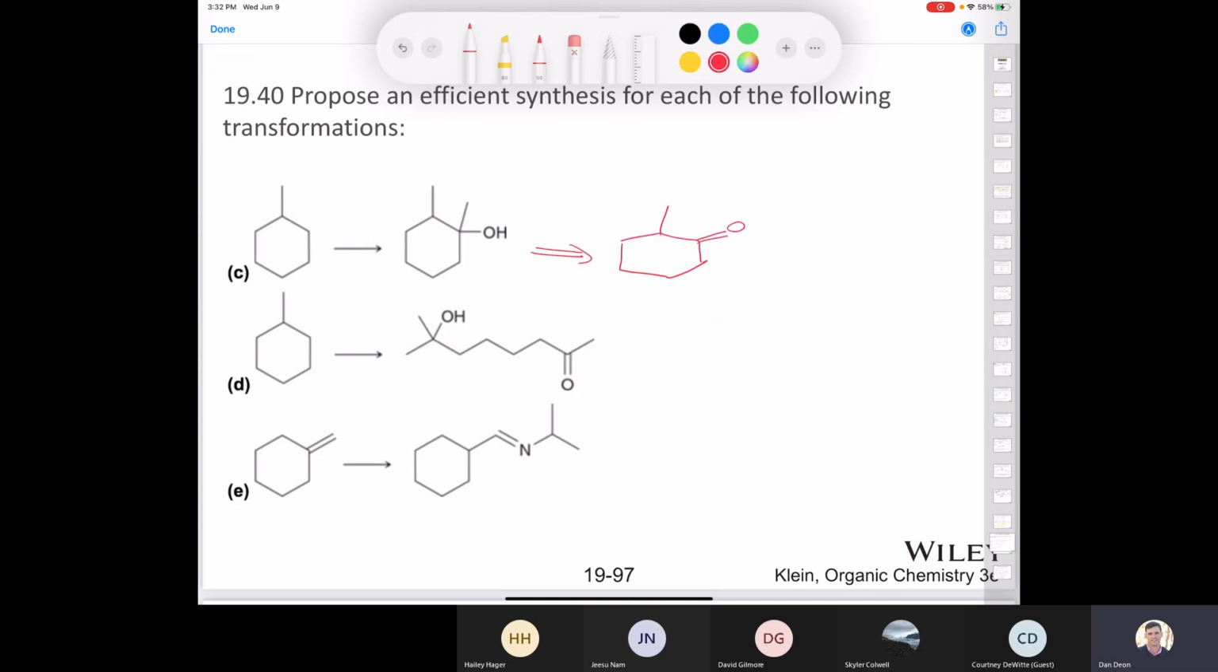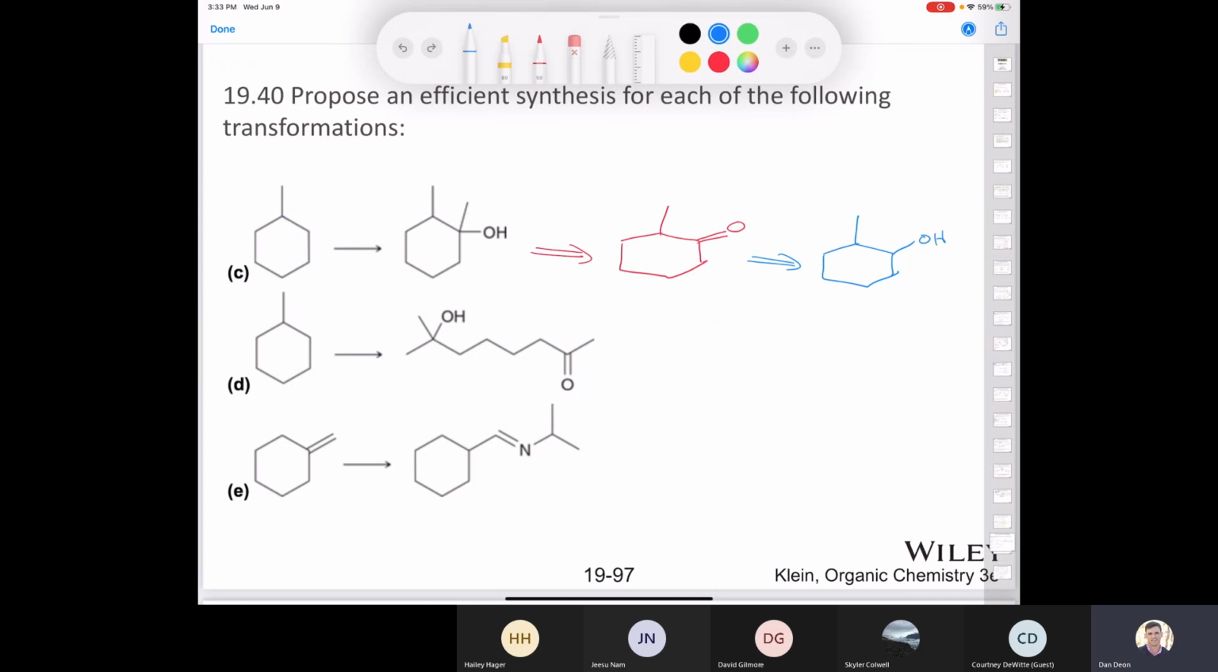If you had 2-methylcyclohexanone, then all you'd have to do is treat that with a Grignard. So then the question becomes, how do I install a carbonyl there? Well, if I had this alcohol, then I could just oxidize it. Then the question becomes, how do I put a hydroxyl here? Remember that when you're starting with an alkane, you've really only got one option, and that would be to treat it with bromine and light, and that would put a bromine here.